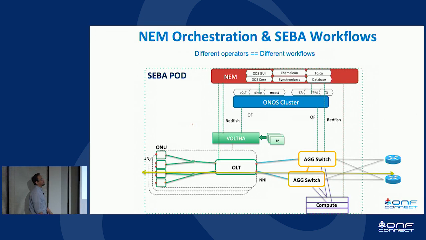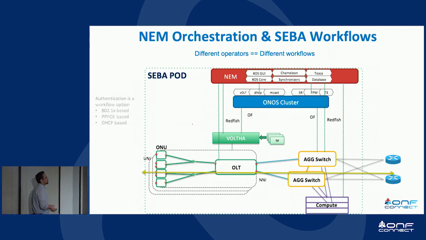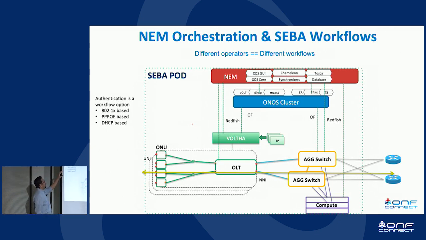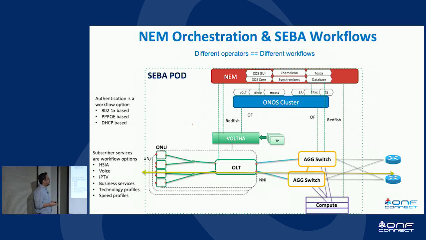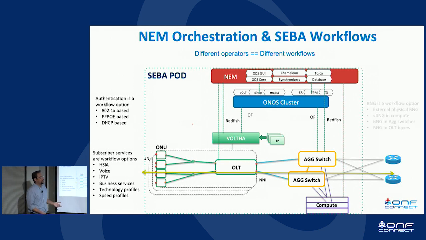outside the SEBA pod, being the operator's backend software. Okay, so different operators, like I said, have different workflows. Examples of that could be that AT&T might want to do 802.1x based authentication of residential gateways that are sitting behind these ONUs, but Turk Telecom might want a PPPoE based authentication, and some other operator might just be happy with DHCP based authentication. Okay, other examples are all these services that are presented to the end user. There may be differences in how these services are presented to the end user by different operators. That's also part of the workflow.